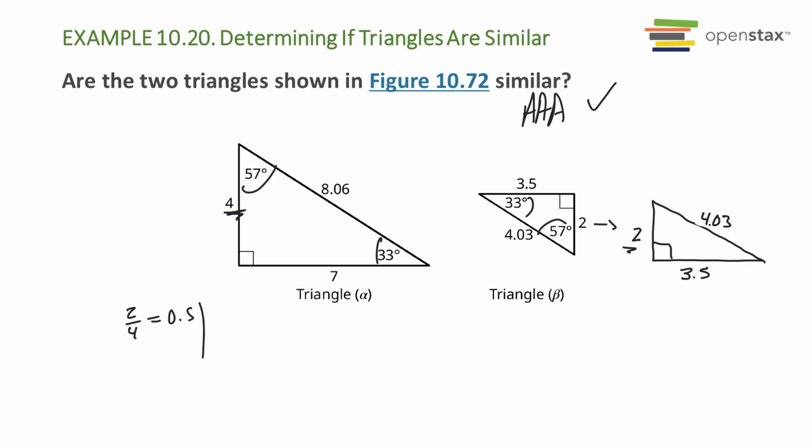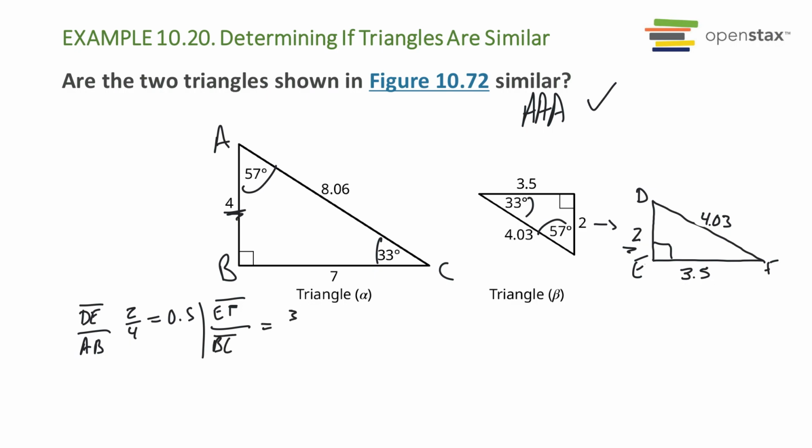Let's label this triangle A, B, C, and this one D, E, F. So this is the ratio of AB over DE, or sorry, I got those backwards. So this is DE over AB. And then what if we do EF over BC?